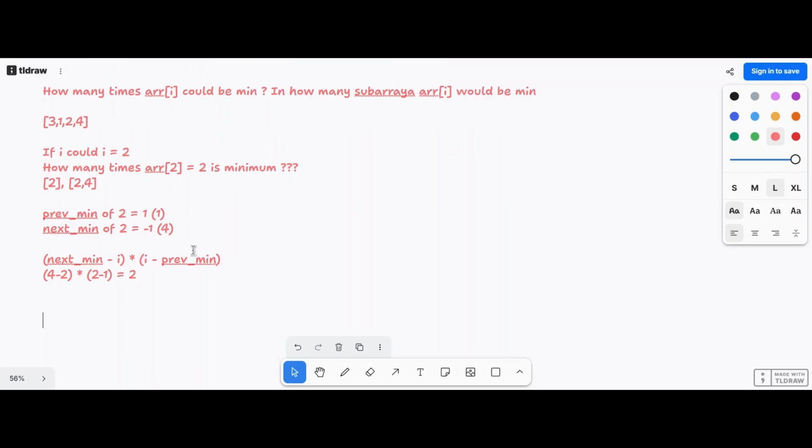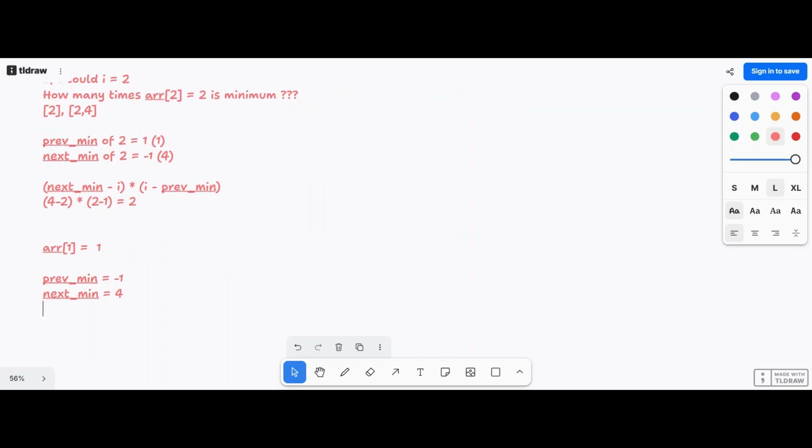Okay, let's consider the array of 1. Array of 1 is 1. So previous minimum is minus 1, because nothing before 1 is lesser than 1. And next minimum is also minus 1. But as this is the next minimum, we replace it with n. So here it's 4. So your answer would be next minimum minus i, into i minus previous minimum.